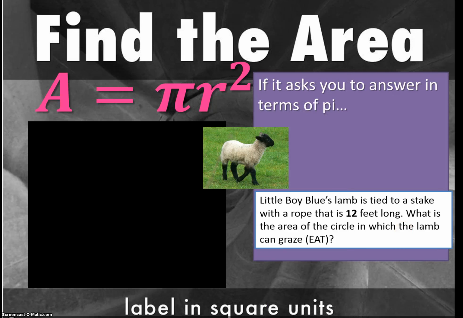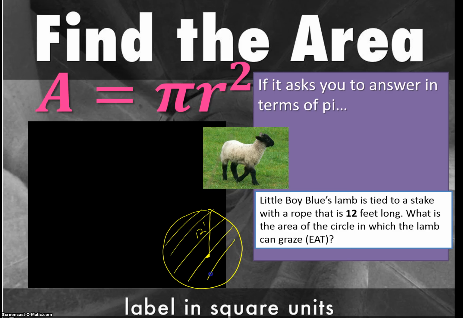So he wants to feed his sheep. So he ties him to a stake right in the middle, and he has a rope that is 12 feet long. He could eat this entire area. So I want to figure out what this area is.